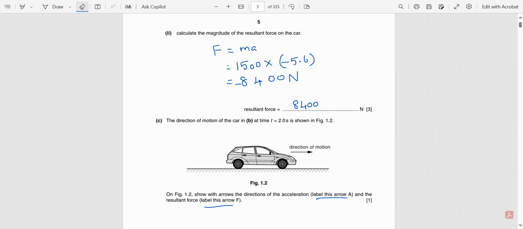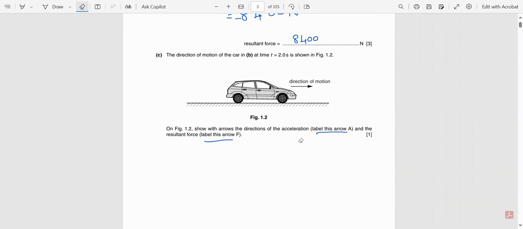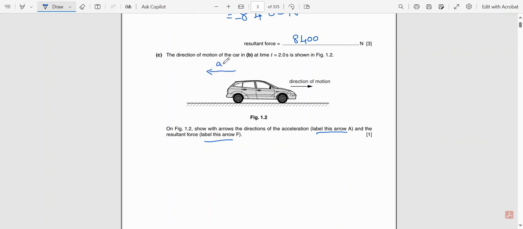In that C part, they are asking the acceleration as well as force direction, right? So acceleration will be at time 2 seconds, right? When the time is 2, we are applying the brake. So acceleration will be negative, right? Negative acceleration means we are applying the brake, then acceleration direction will be like that. And the force we already found, that is minus 8,400, right?